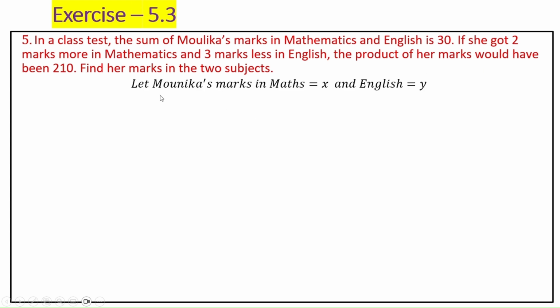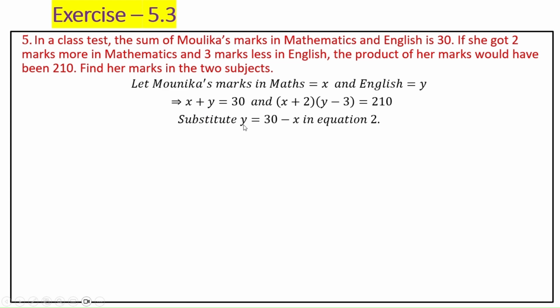Okay, so let Moulika's marks in maths be x and in English be y. So x plus y is 30, that's what is given. And if she gets 2 marks more in maths and 3 marks less in English, the product of that, x plus 2 into y minus 3, equal to 210.